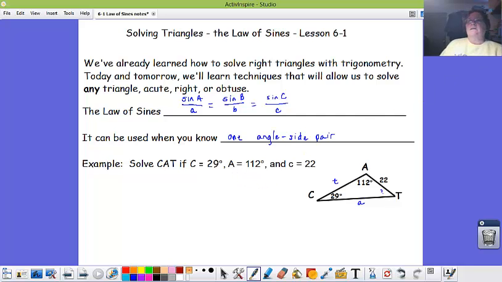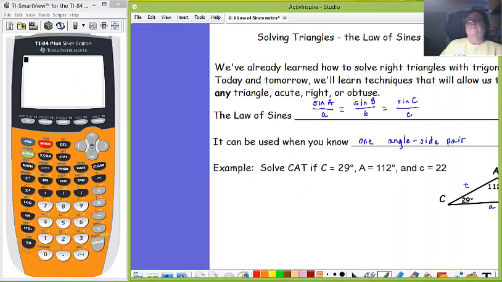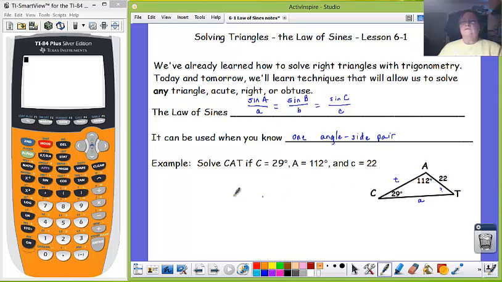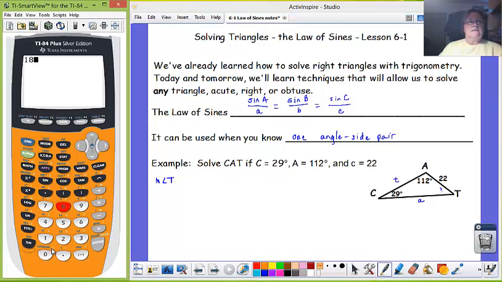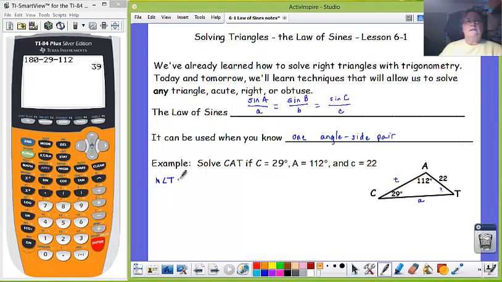I'm going to call up my calculators. Excuse me for a minute. If we're going to find the measure of angle T, which I assume most of us would do first, that would be 180 less the two angles that we already know about, which are 29 and 112. So angle T is 39 degrees.